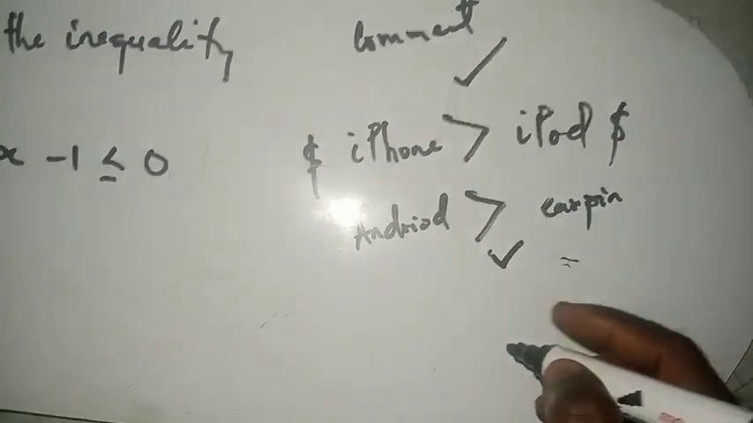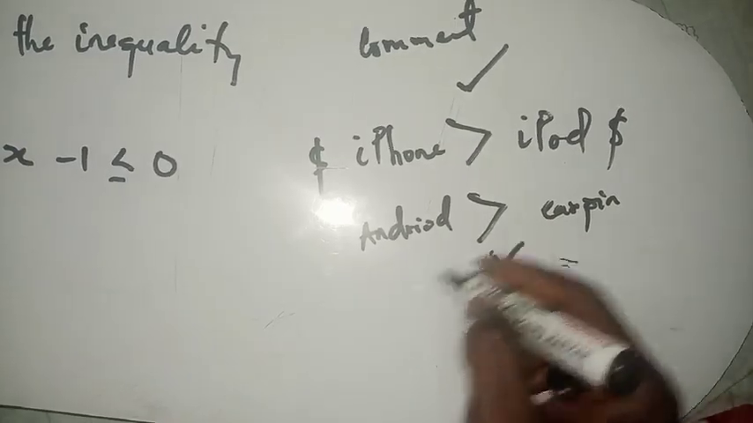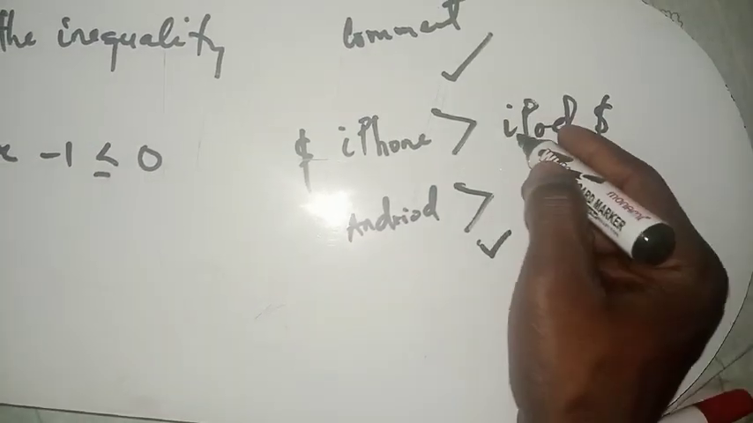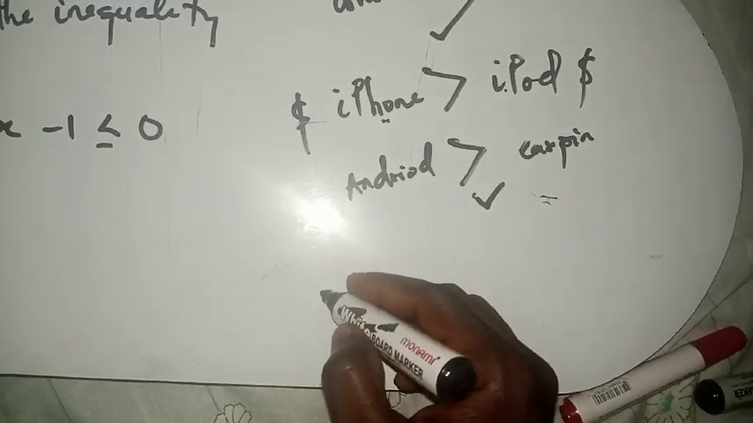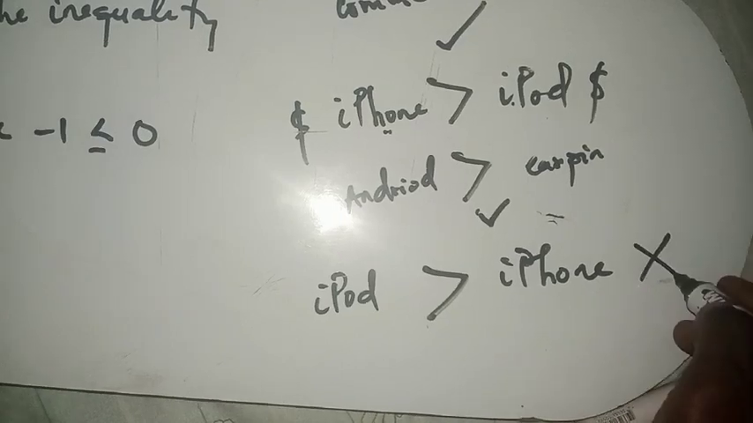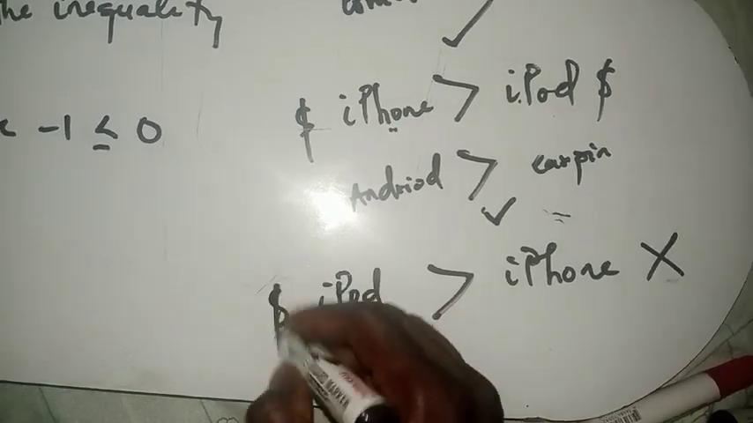So this is correct. Now, what will happen if I interchange this, because this is being read as greater than? So if I bring this guy here and this guy to that side, so let's say I have an iPod here and an iPhone here, and I still maintain the inequality sign. Is this correct? This is not correct, right? This is not true. There is no iPod whose price is bigger than the price of an iPhone. So you should be very careful whenever you are reading this type of inequality.